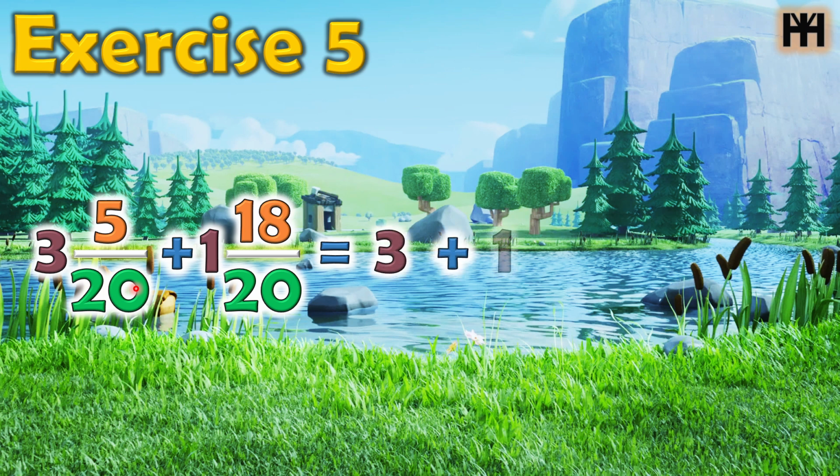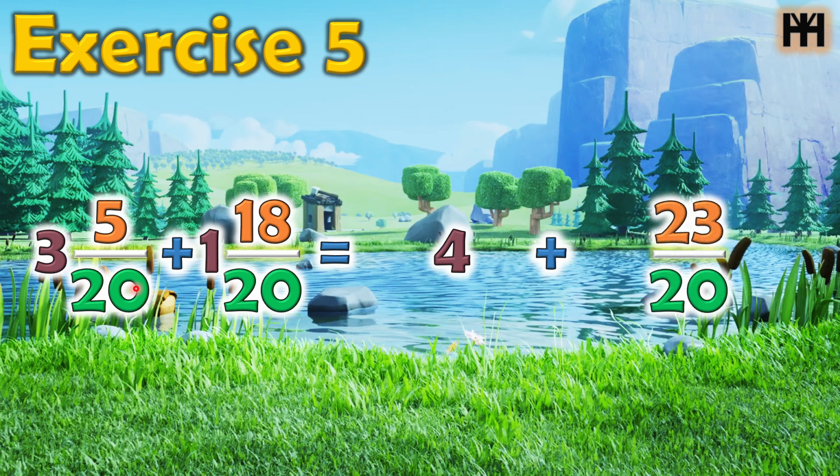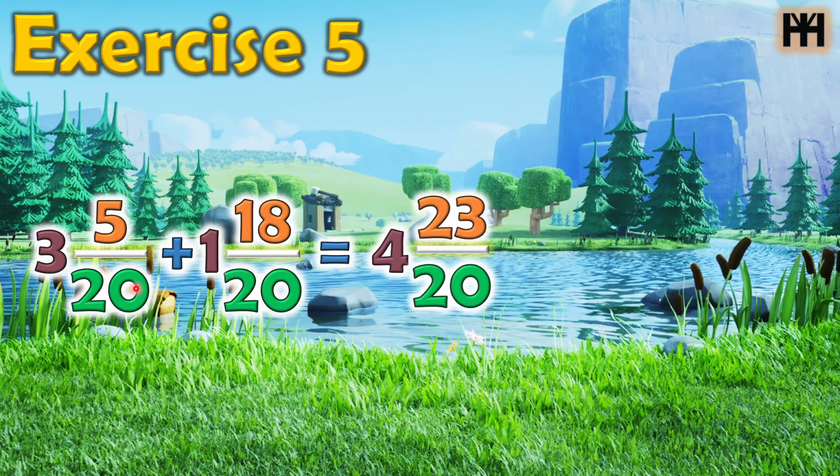Okay, so it's equal to 3 plus 1 plus 5 over 20 plus 18 over 20. Okay, 3 plus 1, it's 4. So 5 over 20 and 18 over 20, they have the common denominator, it's 20. So we just add the numerators. So 5 plus 18, it's 23 over 20. Okay, so 4 plus 23 over 20, it's 4 and 23 over 20.